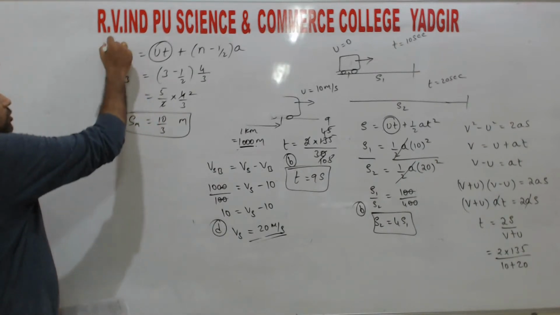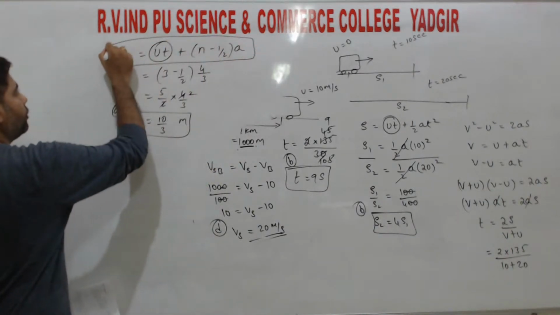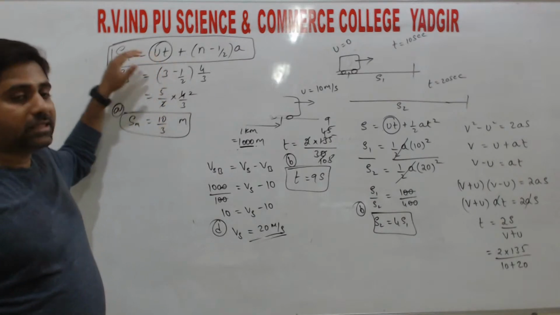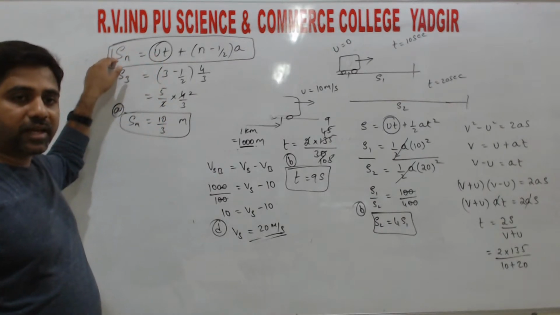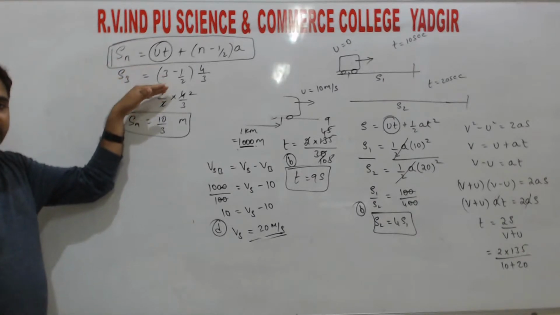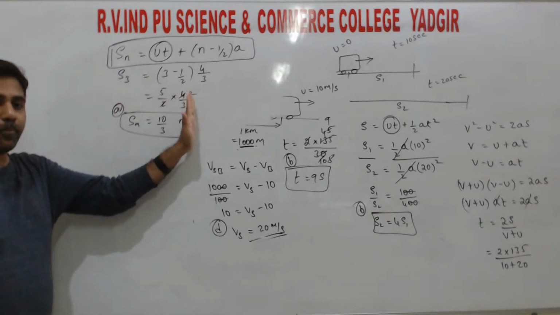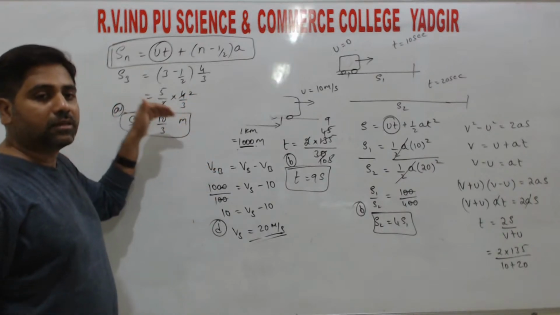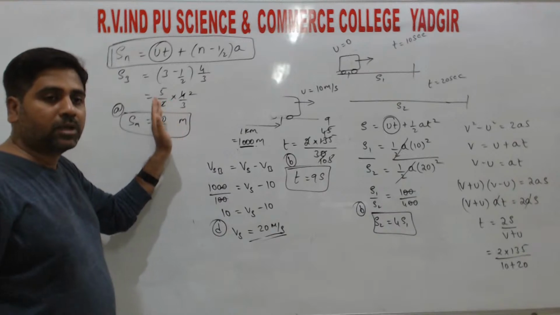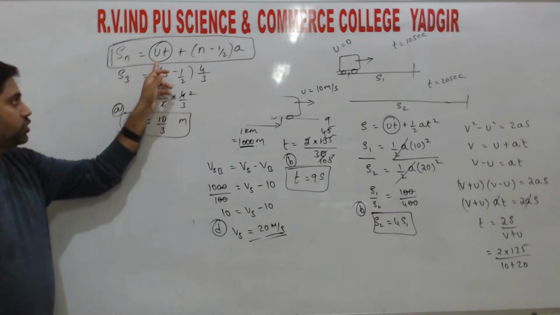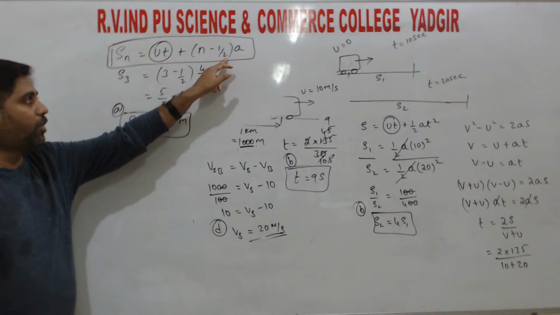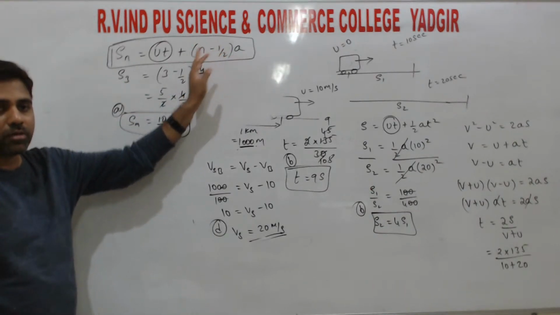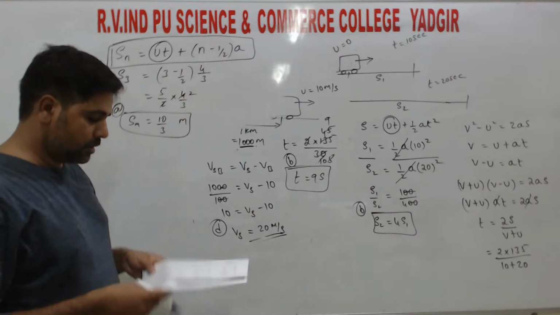So the formula then: Sn equals Ut plus, that is the distance covered in the nth second. So nth second where n seconds there. Third second means overall it covers from 3 seconds, right? So Sn equals Ut plus (n minus 1 by 2) into A, or we write this one as (2n minus 1) into A by 2. So you can write it in either way, right?